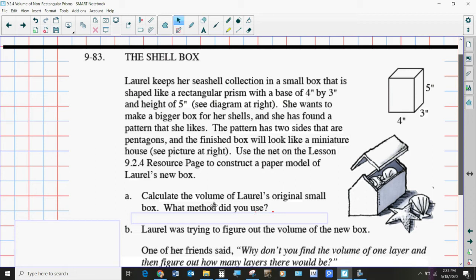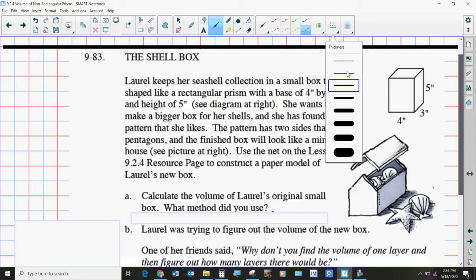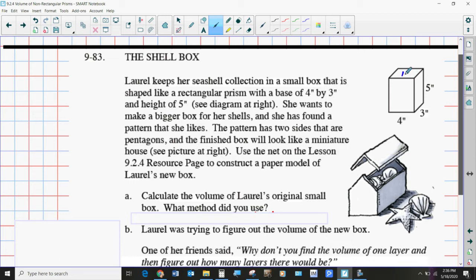So first of all, with this one, calculate the volume of Laurel's original small box. What method did you use? Well, I would expect that you would use the 6th grade method, where since it's a rectangular prism, all you have to do is multiply the 3 numbers together. But if you think about what we did with our previous lesson, we could say, all right, this is the base right here, and the dimensions of this base would be 4 by 3, so this is 12 square inches. And if you take one layer of that, that would be 12 cubes, 12 cubic inches.